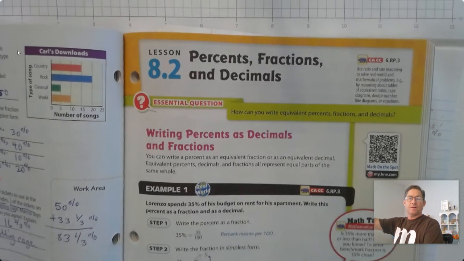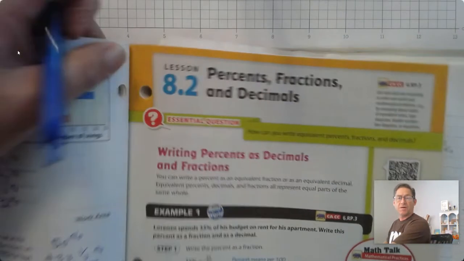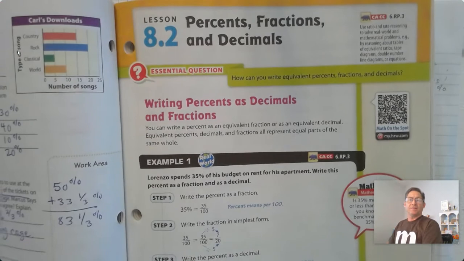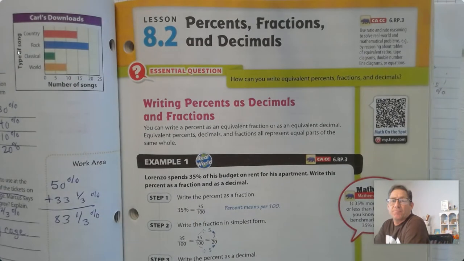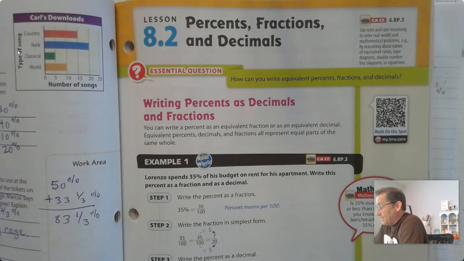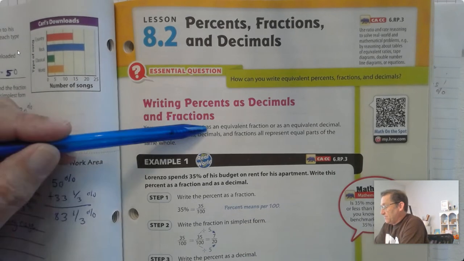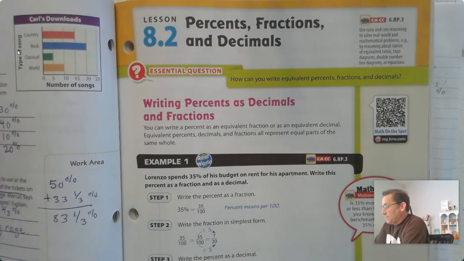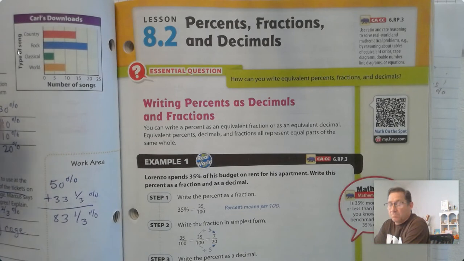Hello, everybody. We're going to continue with our discussion of Module 8. In Lesson 8.2, we're going to be talking about percents, fractions, and decimals, and how to write them as equivalent values. So, writing percents as decimals and fractions. We can write a percent as an equivalent fraction or as an equivalent decimal. Equivalent percents, decimals, and fractions all represent equal parts of the same whole.